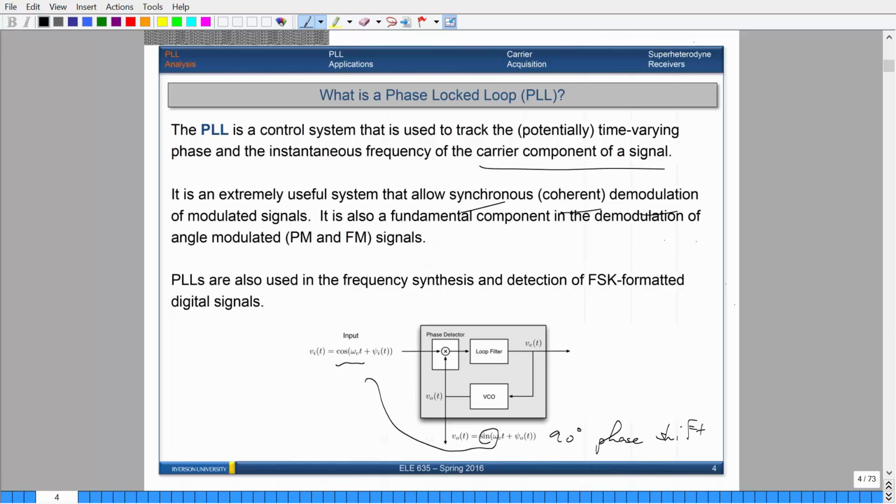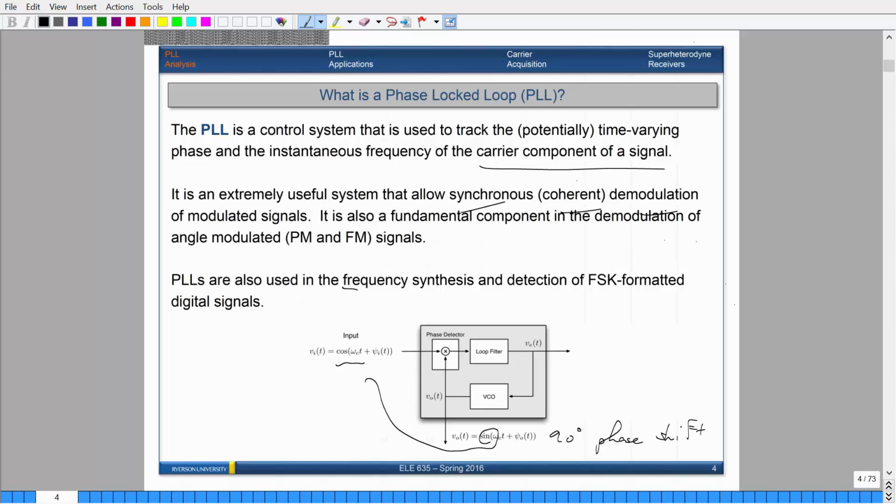It's also used for demodulating FM or PM signals, which we'll talk about later on. But I just want to focus on the aspect of how you can use this for amplitude modulation only. Okay? They're also used quite frequently in digital communication systems, such as if you have what's known as frequency shift keying formatted digital signals, you can certainly use a PLL for that. I'll touch briefly on that later, but it's just a little bit of an added bonus. You don't really need to know that.